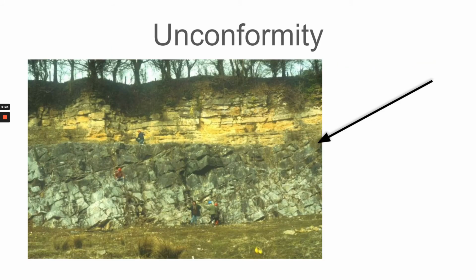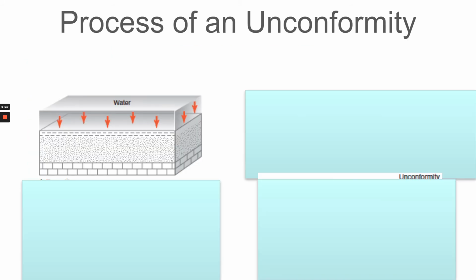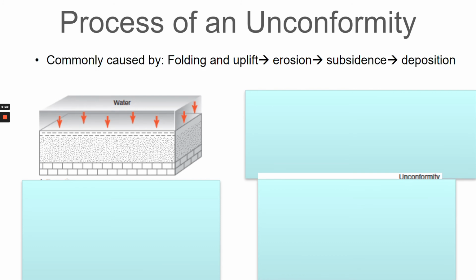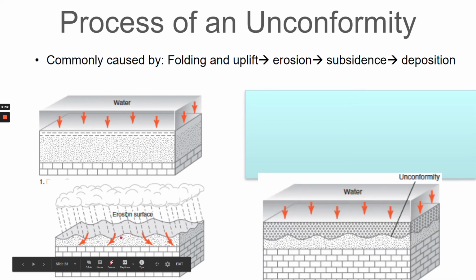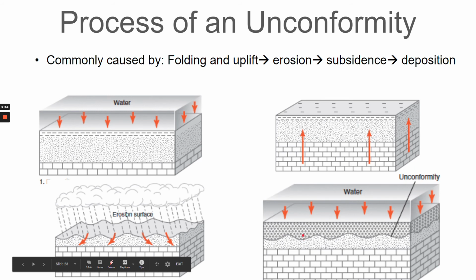And here's another example of an unconformity. So again, you have water. You have uplift and erosion. So those rocks went up above the surface where they could be subjected to weathering and erosion. Then the water levels increased, creating this unconformity.